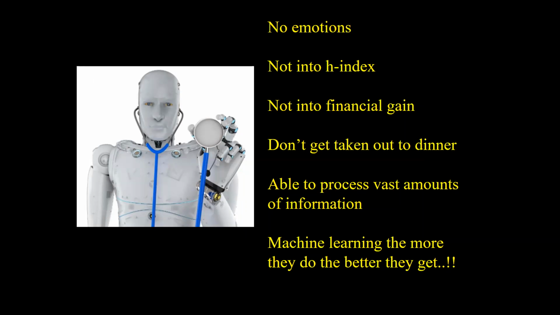Robots do not have emotions. They're not interested in what their H index is. They don't get taken out to dinner. You can't bribe a robot, but they're able to process vast amounts of information.